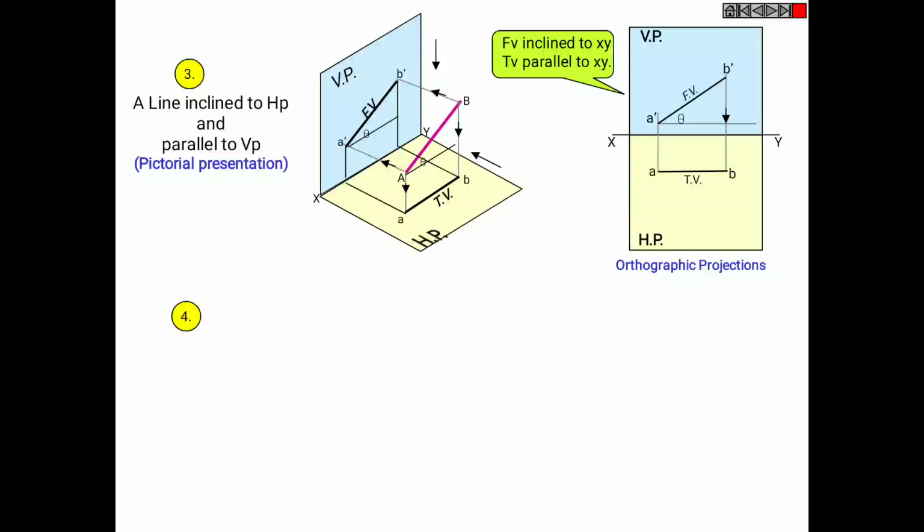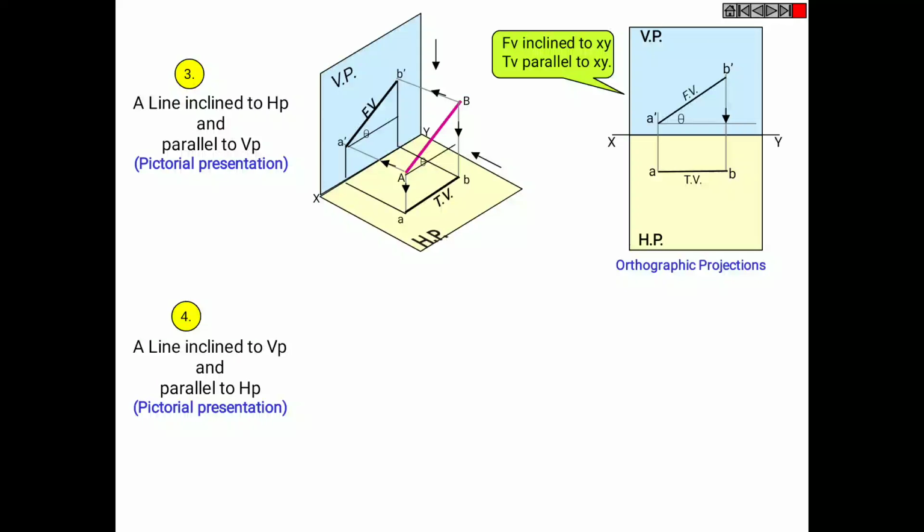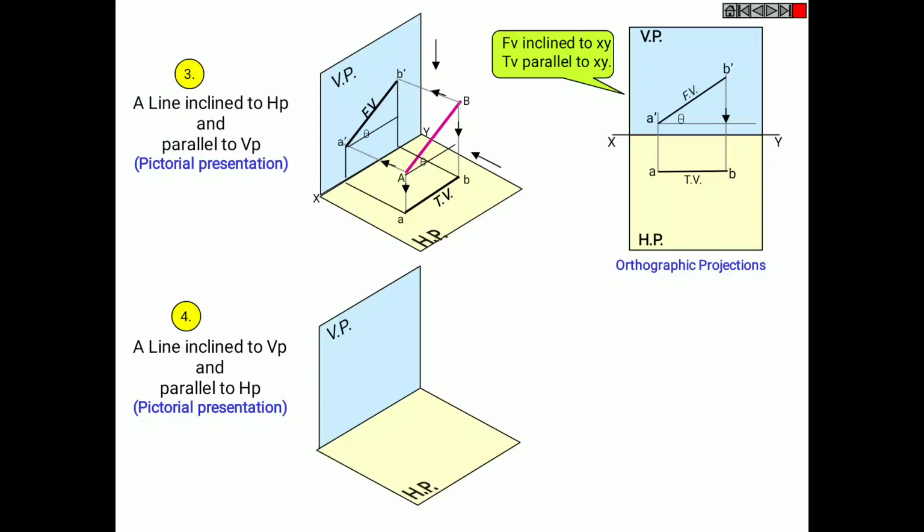We will see the fourth case: a line inclined to VP and parallel to HP. Now, it is just the reverse. We will see the pictorial presentation. We have both the vertical plane and the horizontal plane with an XY axis line. Here you can see that we have placed line AB in such a way that it is inclined to VP and parallel to HP. So, it is inclined to VP at an angle of theta.